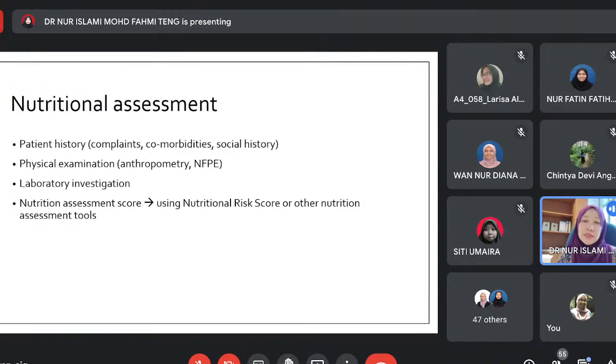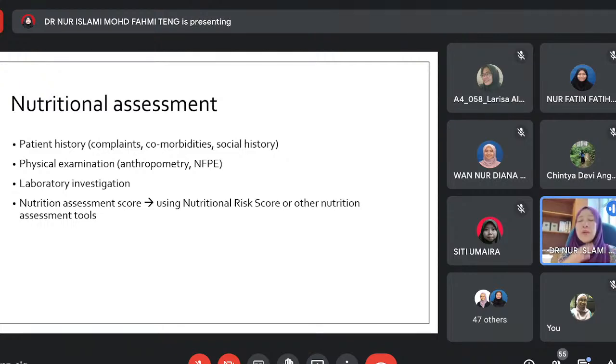Nutrition assessment score ni kita boleh tengok using nutritional risk score, NRS. This is part of your nutrition assessment class hari ni kan. And we can also use other nutrition assessment tools, like the NRS, SGA, MNA. We can use whatever assessment that is available at the setting lah. Okay.